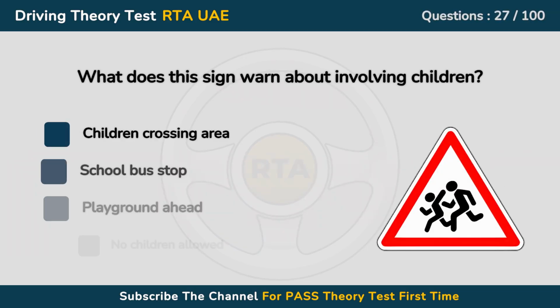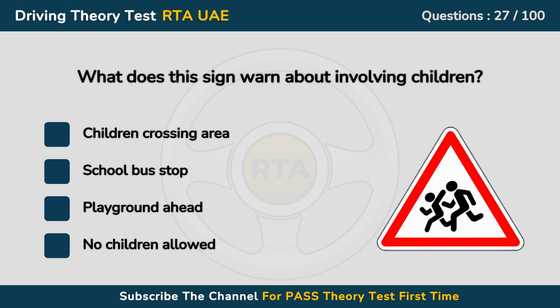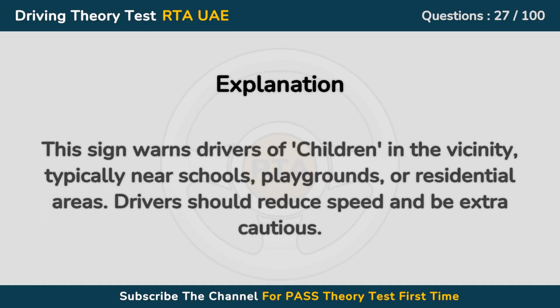Question 27. What does this sign warn about involving children? A. Children crossing area. B. School bus stop. C. Playground ahead. D. No children allowed. Answer is A. Children crossing area. This sign warns drivers of children in the vicinity, typically near schools, playgrounds, or residential areas. Drivers should reduce speed and be extra cautious.